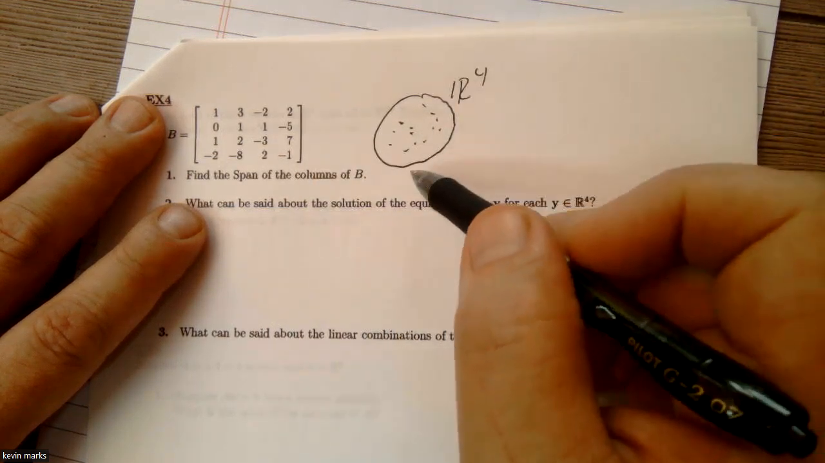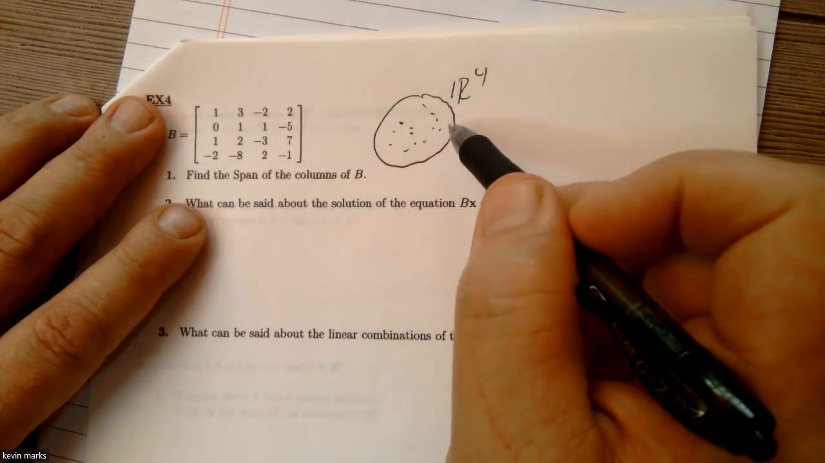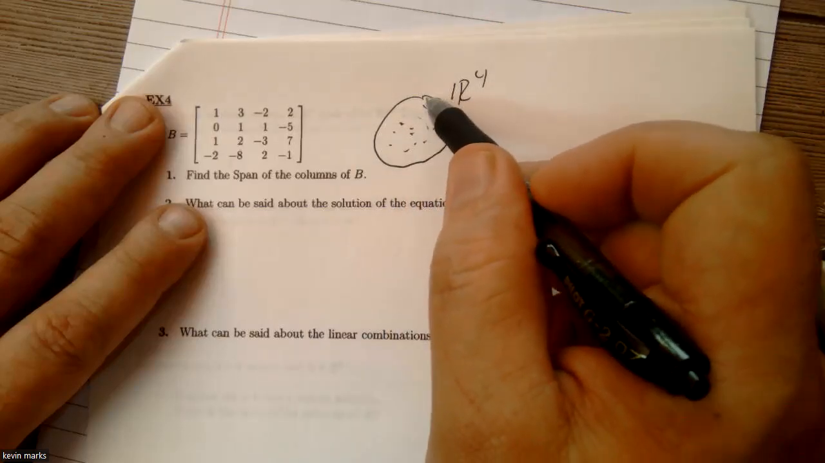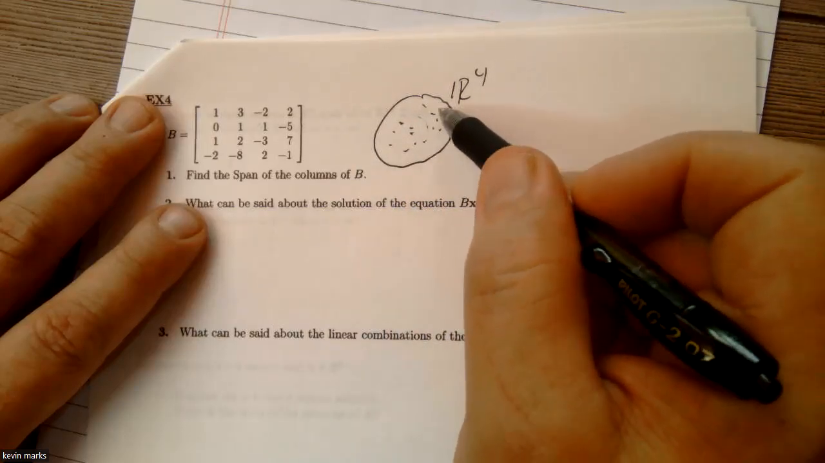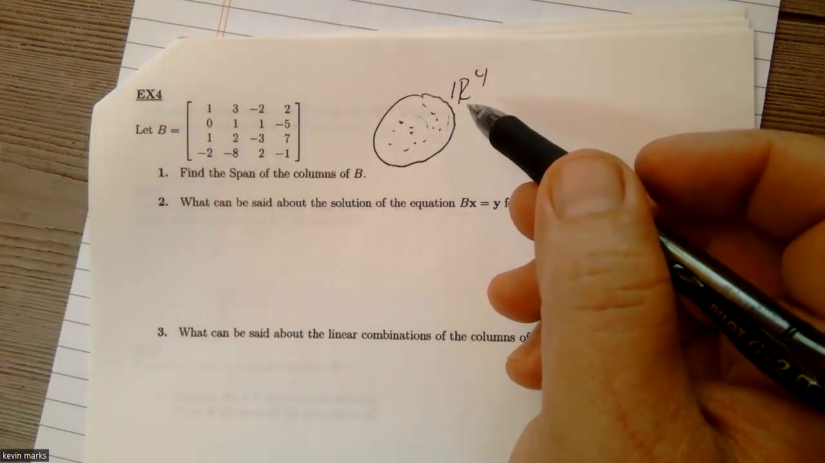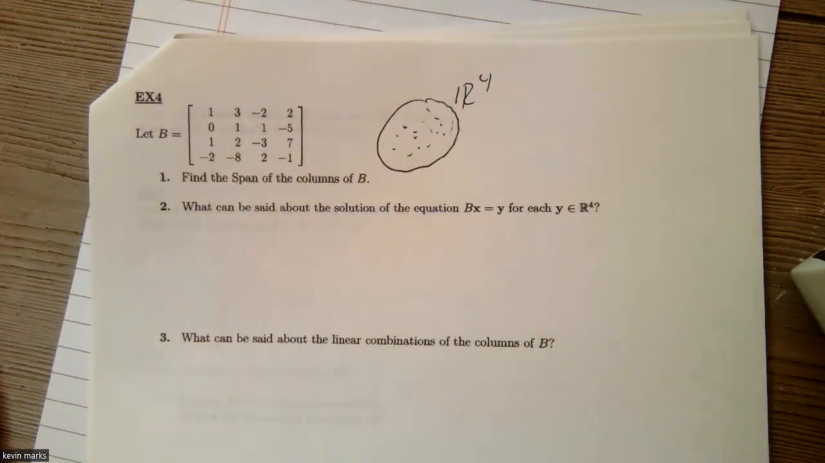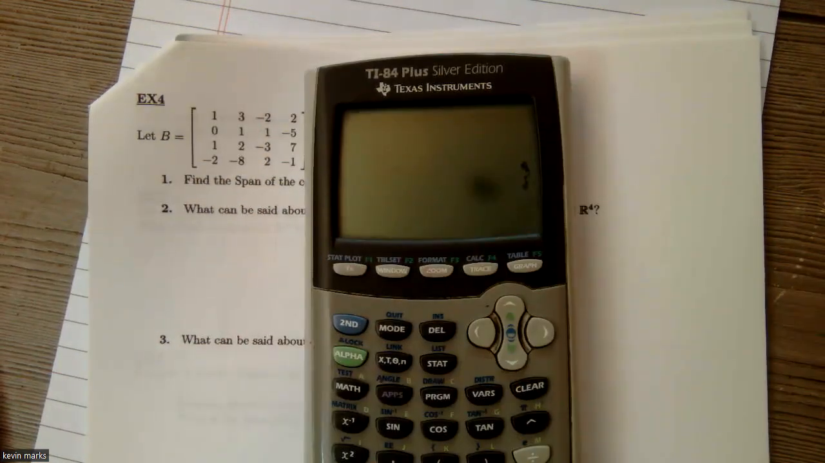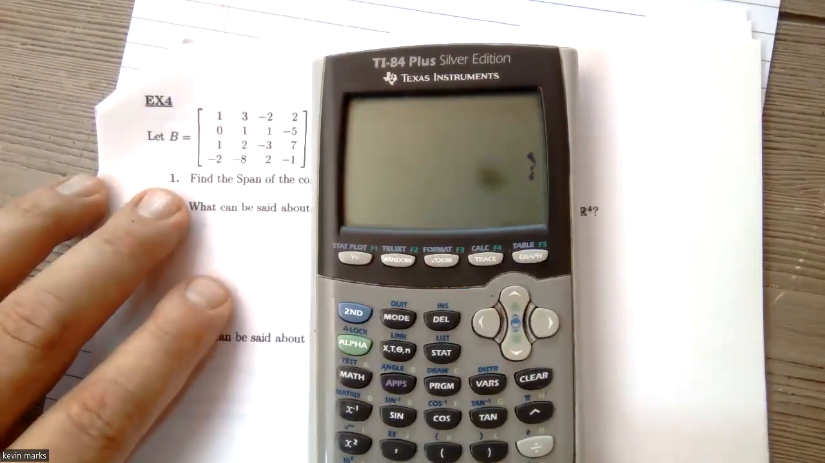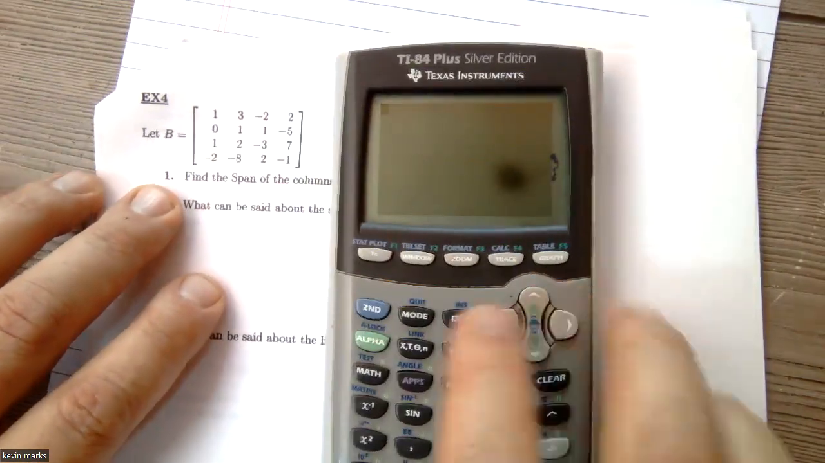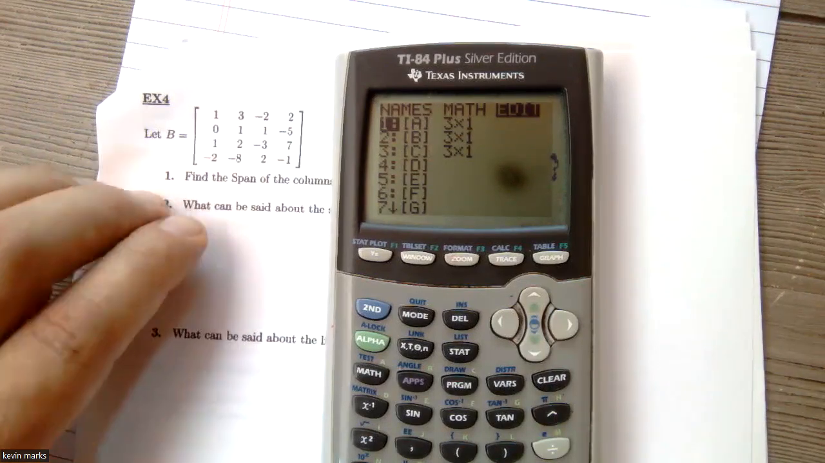I don't know. So it's either we can get to everybody in our four, or we can only get to some of them, and then there would be some that we can't get to, right? Some would produce no solution. I don't know yet. Well, how we can do that is let's just row reduce B all by itself. Again, you want to do it by hand, go right ahead. Just to save time, let's get to the point.